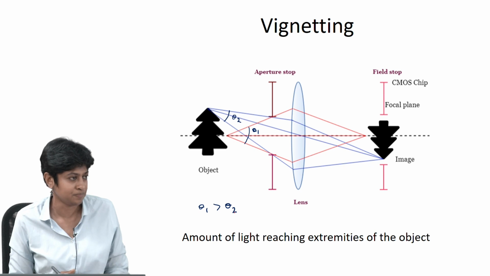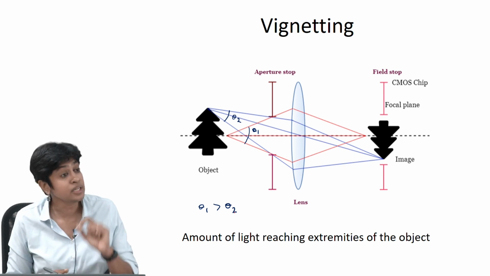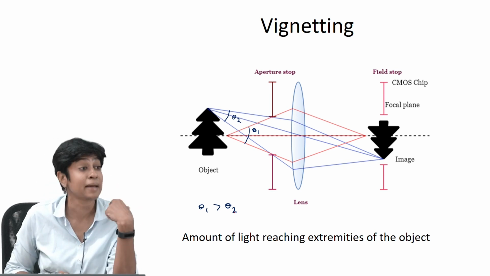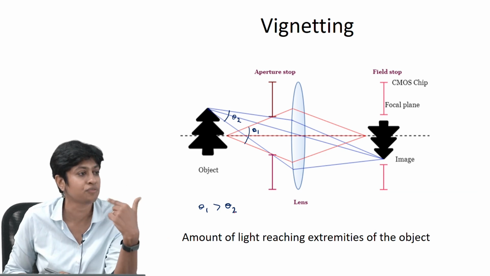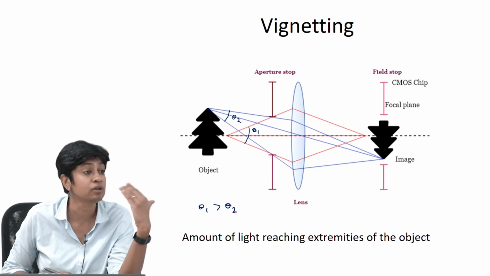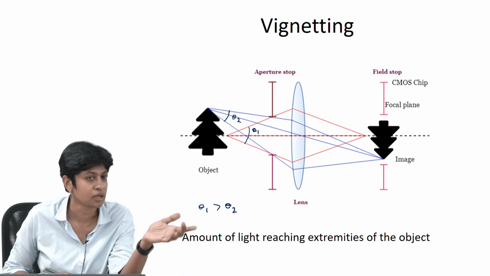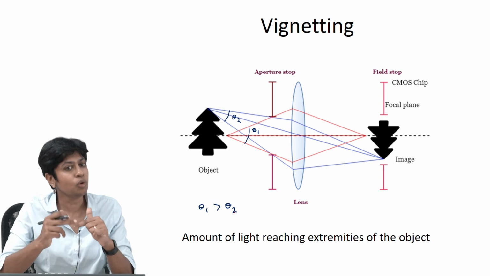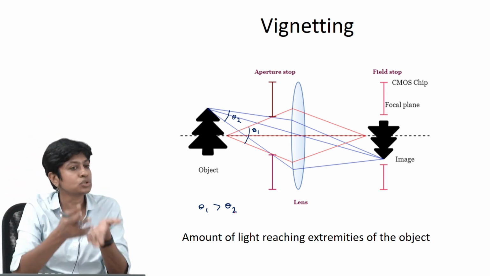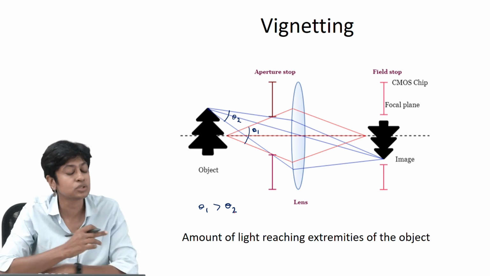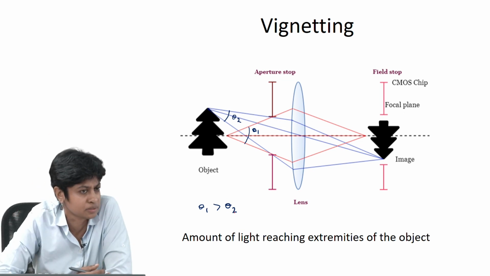It's not the same. The point on the axis gives me the maximum size. So theta 1 is the largest cone of light that will travel from any point on the object to the image. As I go away from the axial point, the cone goes on reducing, and the smallest cone is going to be at the extremity of the object.